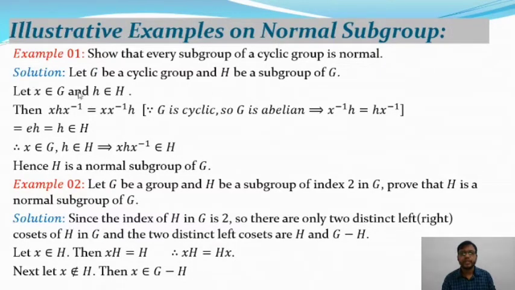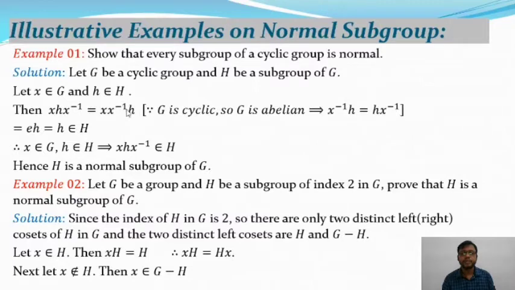Here is the solution. Let G be a cyclic group and H be a subgroup of G, and let x belong to G and h belong to H. Then x h x inverse can be written as x x inverse h. And you know that G is a cyclic group, so G is abelian. That means h x inverse equals x inverse h. So therefore x h x inverse can be written as x inverse h.